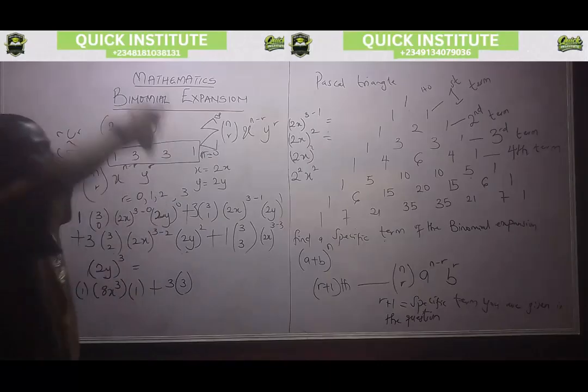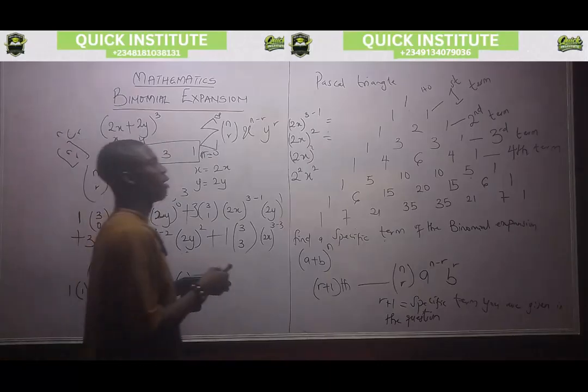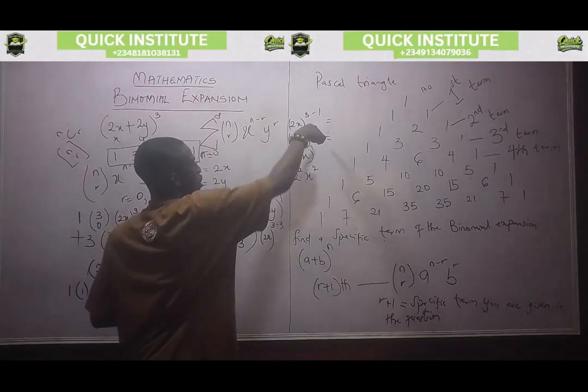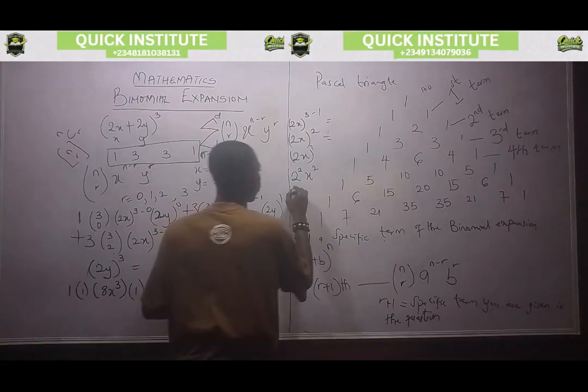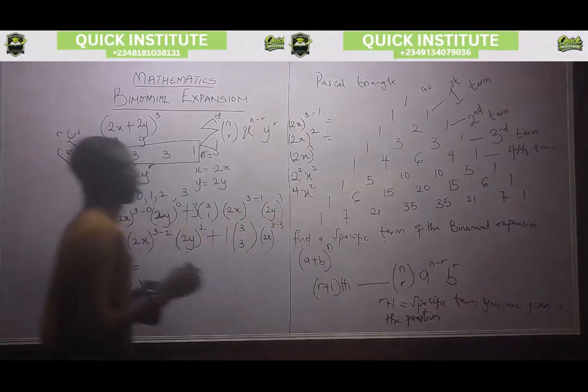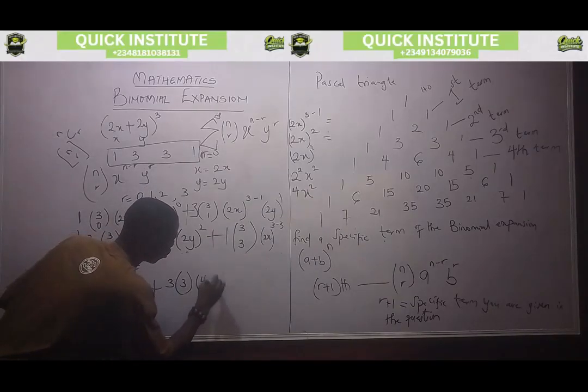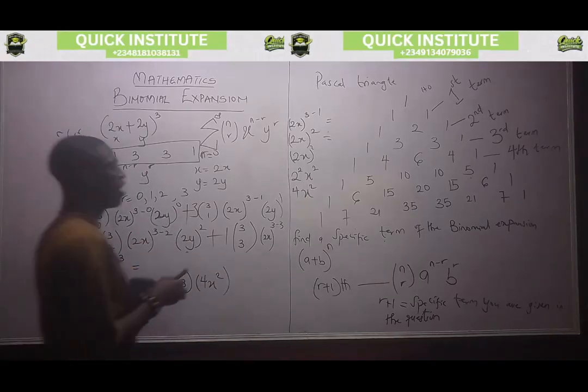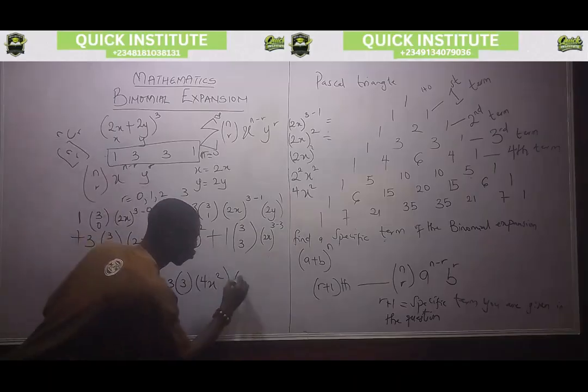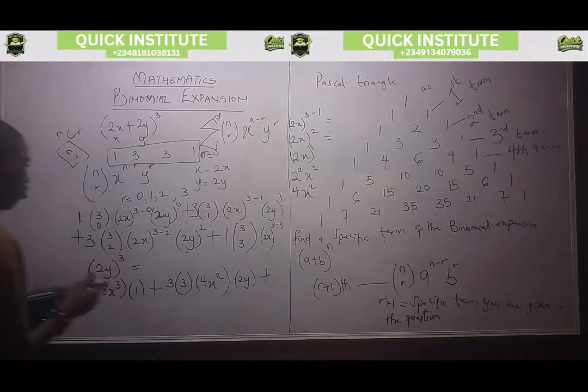Since it is in a bracket, everything in the bracket is distributed with the power. So 2 to the power 2 is 4, and x squared. Since x doesn't have any number, we now have 4x squared. Anything raised to the power 1 is still the same thing, so we have 2y plus. Now we continue solving: plus 3, 3 combination 2.